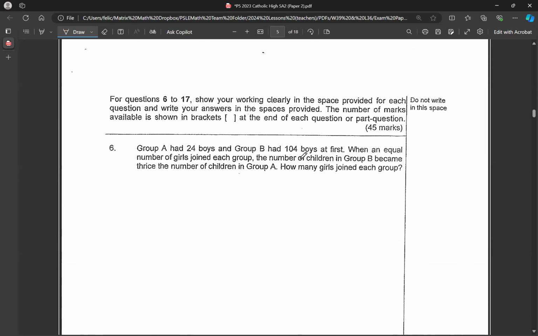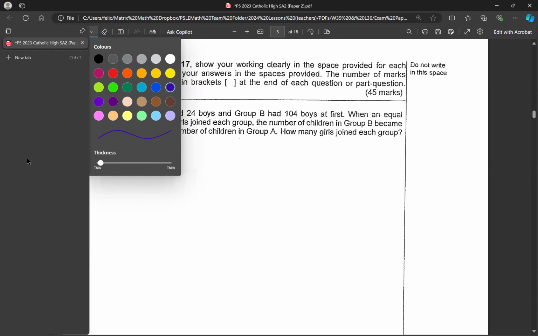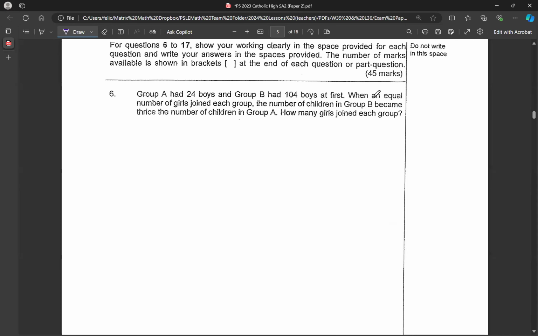Okay, let's go on to question 6. Question 6. So group A had 24 boys and group B had 104 boys at first. When an equal number of girls joined each group, the number of children in group B became twice the number of children in group A. How many girls joined each group? Okay, so we have done this kind of question a few times in class before. I hope you actually realize that you can use the before change after method to present the information.